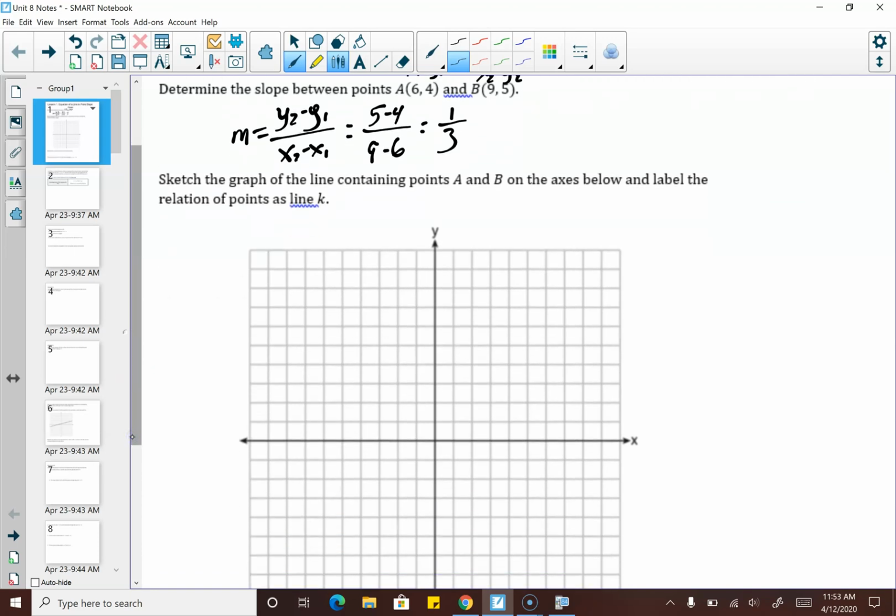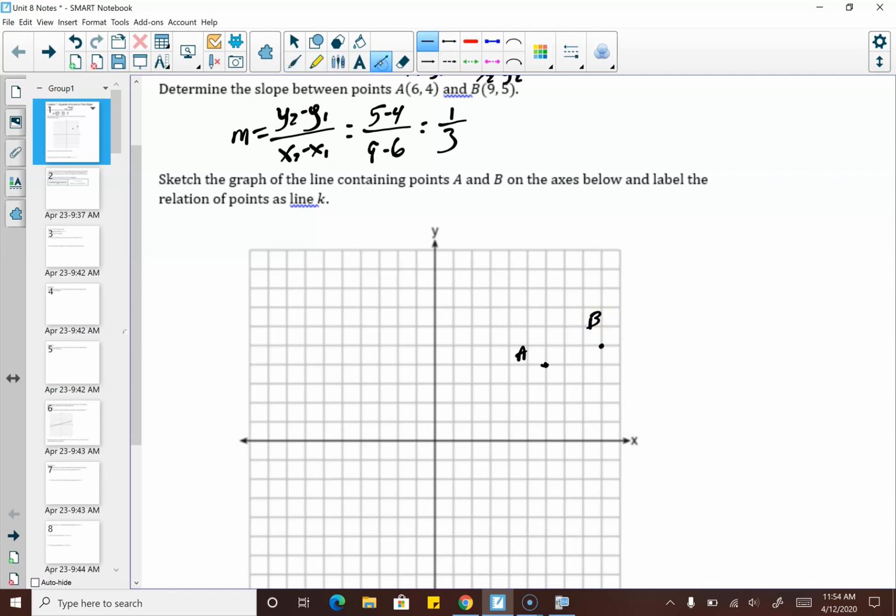Sketch the graph of the line containing points A and B on the axes below, and label the relation of points as line K. You only need 2 points to make a line. So let's graph the 2. So 6, 4: 1, 2, 3, 4, 5, 6, 1, 2, 3, 4. So there's A. And then B is 9, 5. So 9, 1, 2, 3, 4, 5.